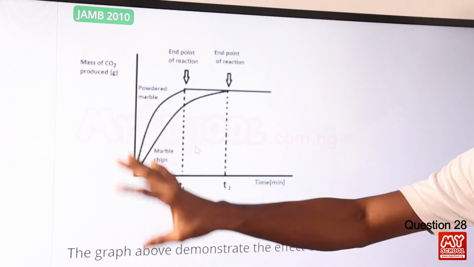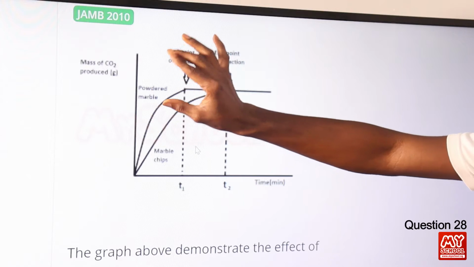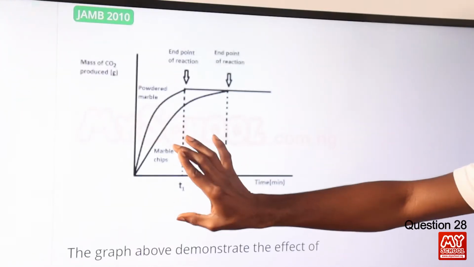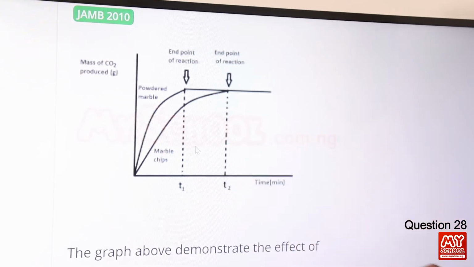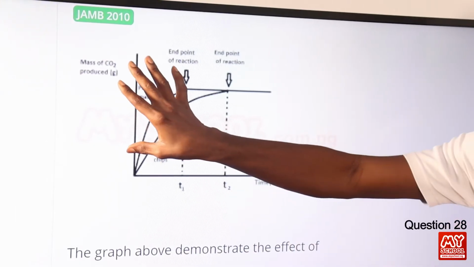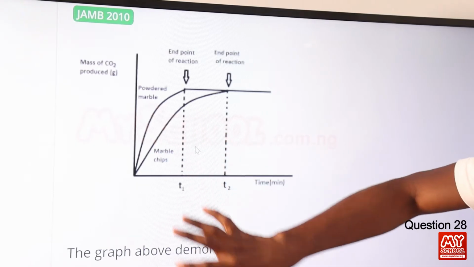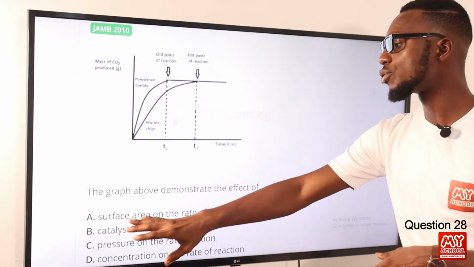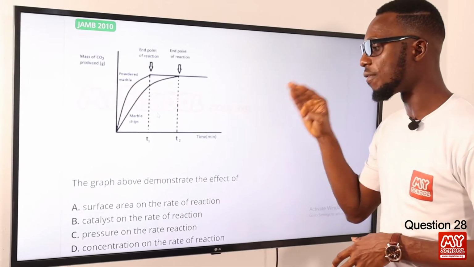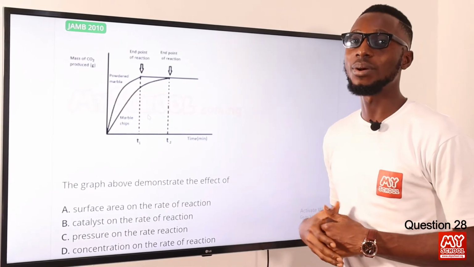So there is going to be more reaction with the powdered marble compared to the marble chips, because there's a larger surface area for contact. So the rate of reaction here will be faster in a given time. So the graph above demonstrates the effect of surface area on the rate of reaction. So option A is the correct option.